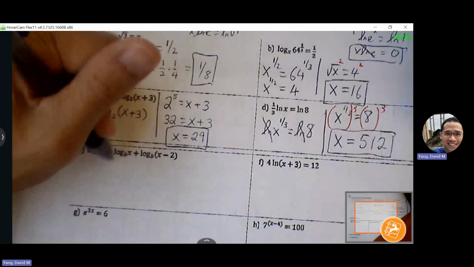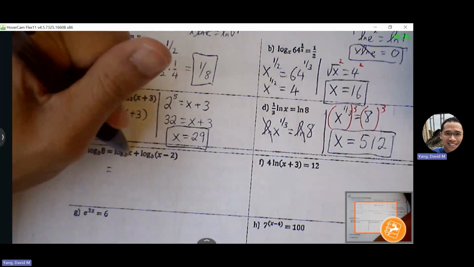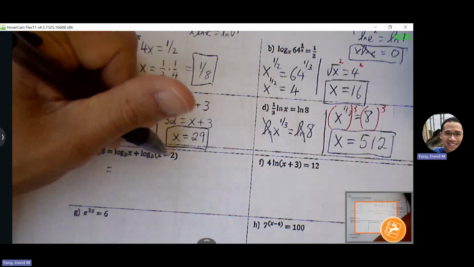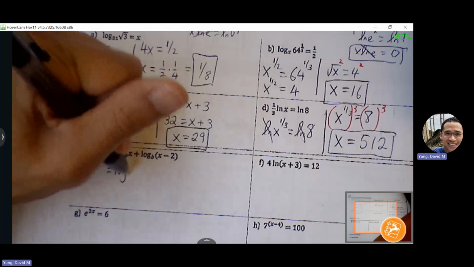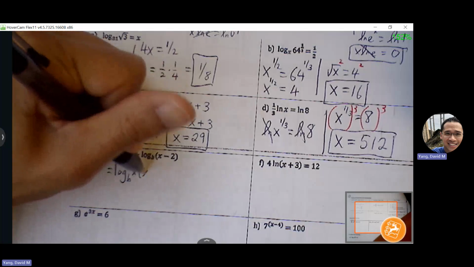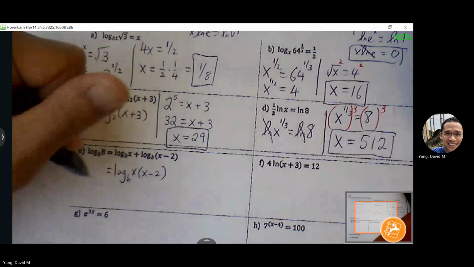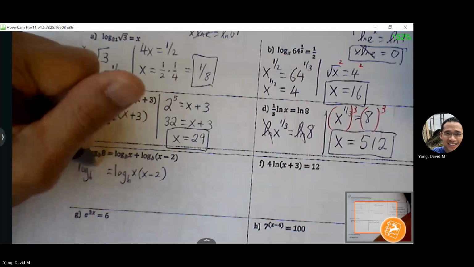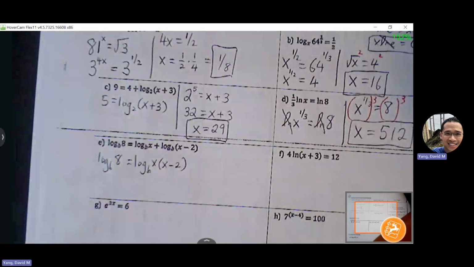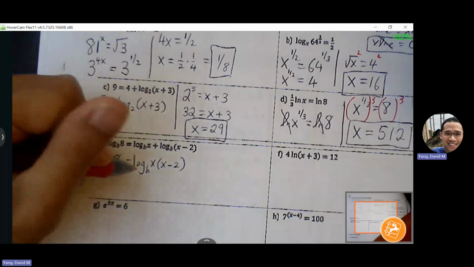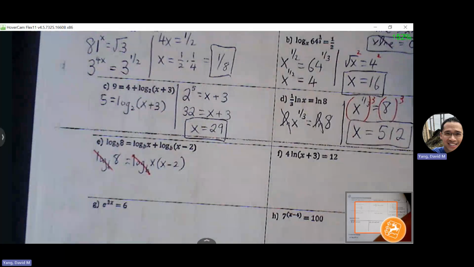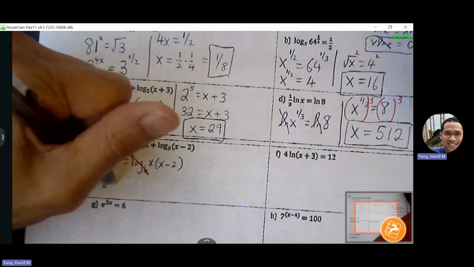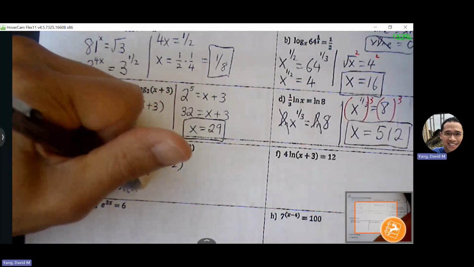So here I can combine that right side, log base b of x plus log base b of x minus 2, is the same thing as log base b of x times x minus 2. So now I have log base b equals log base b. I can now drop or take away log base b from both sides, and I can focus on my equation here. 8 is equal to x times x minus 2.